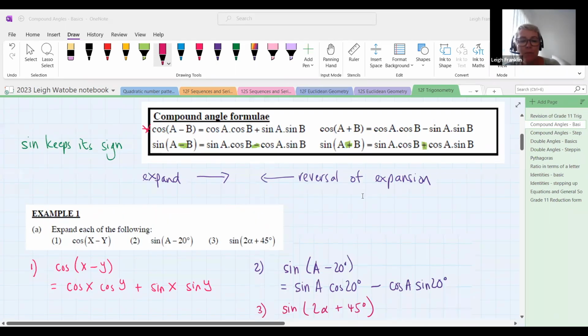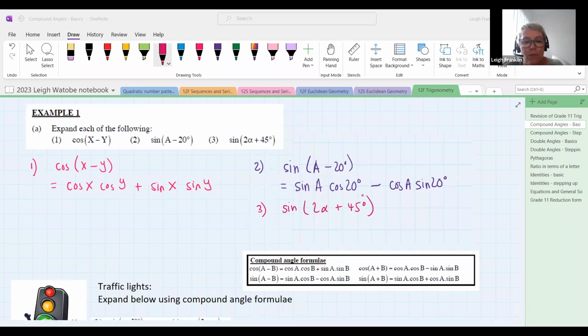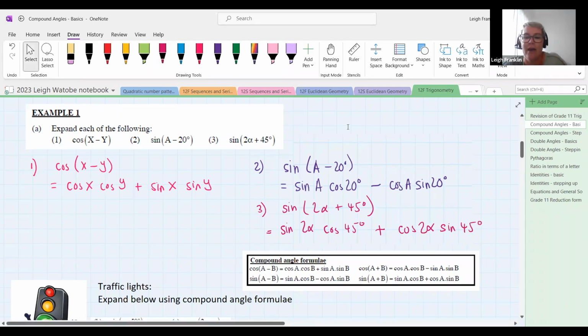It will be sine cos 45. Cos, good. Cos 45, yes, sine 2 alpha. Okay, so then here there needs to be a plus. Plus, yes. Cos 2 alpha, good. Keep going. Sine 45. Lovely. Well done. Okay, good job. Well done.